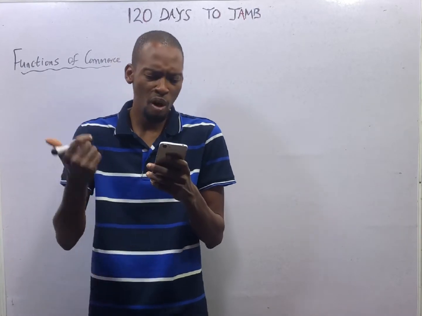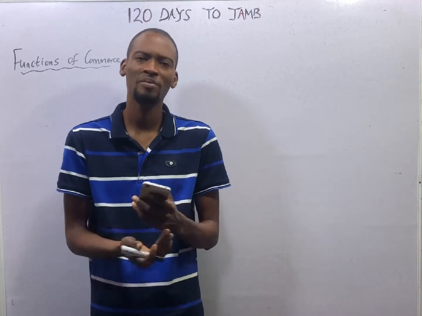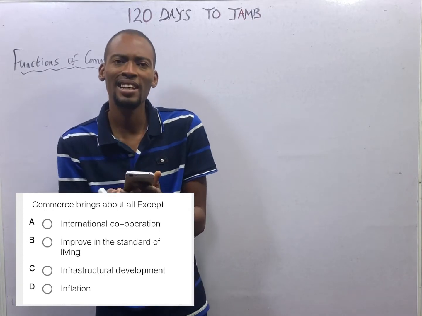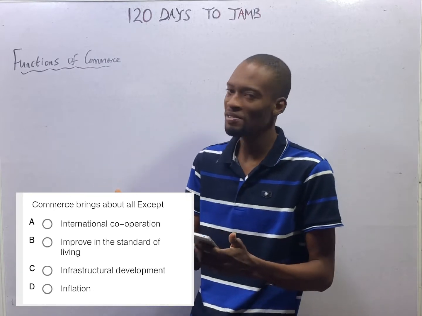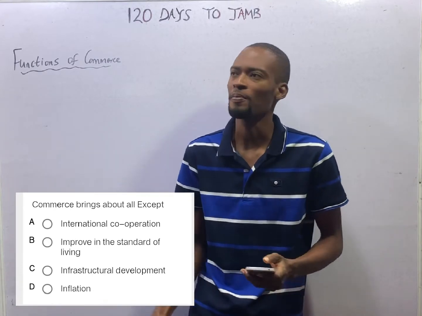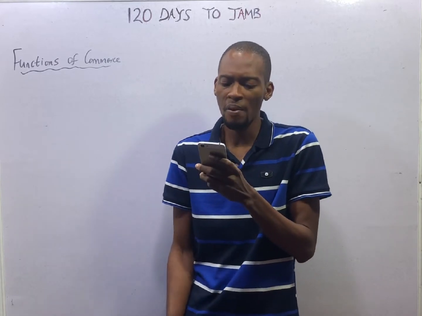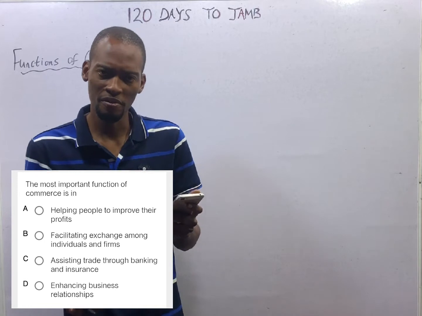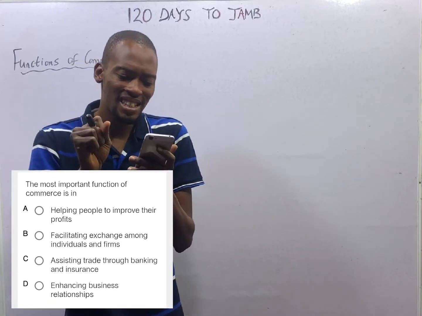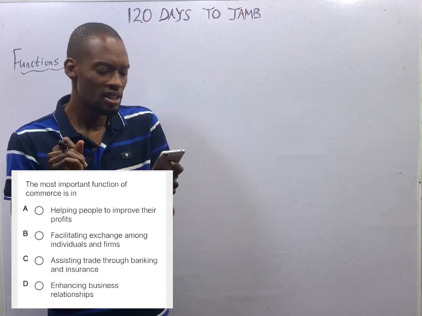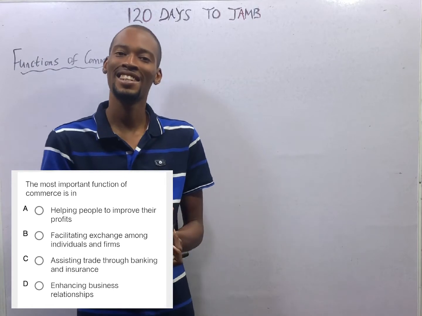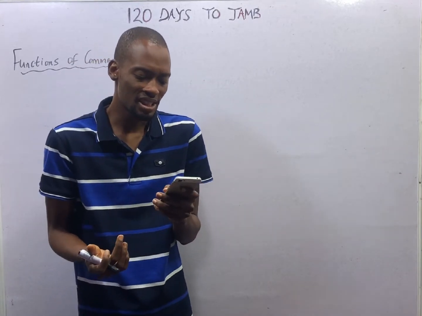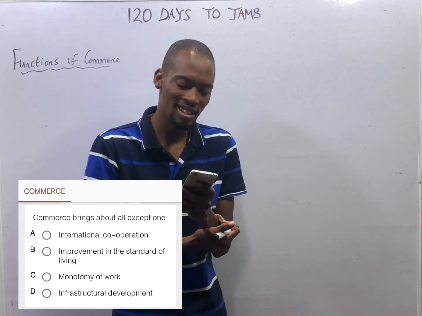The first one says, commerce brings about all except: A. International cooperation, B. Improvement in the standard of living, C. Infrastructural development, D. Inflation. The next question says, the most important function of commerce is: A. Helping people to improve their profits, B. Facilitating exchange among individuals and firms, C. Assisting trade through banking and insurance, D. Enhancing business relationships.